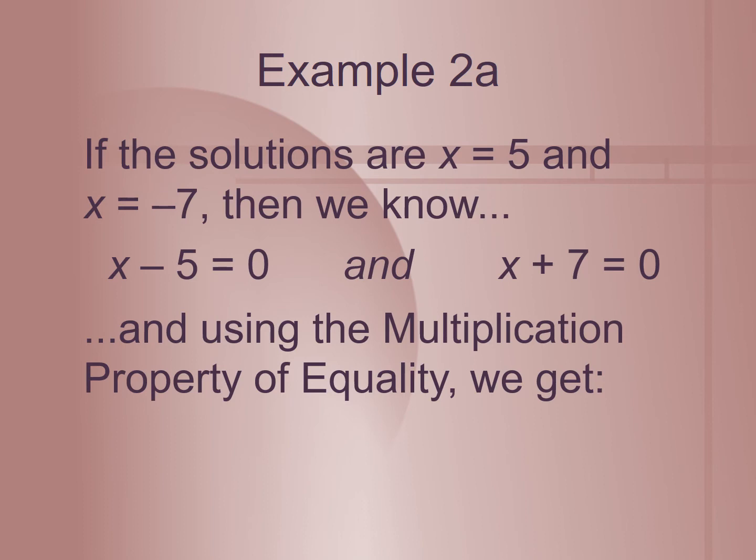Now that we know our two factors are x minus 5 and x plus 7, we can multiply those out using the FOIL method or the box method, and we end up with x squared plus 2x minus 35 equals 0. So we end up with our original equation.